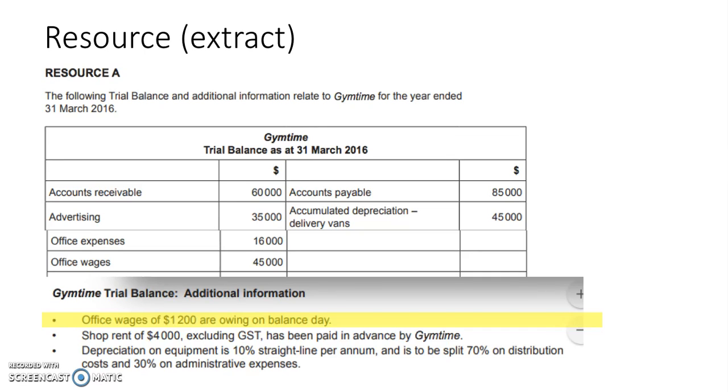Because we owe it, it's not going to be a prepayment. We haven't paid in advance. We haven't actually yet paid it. This is a nice simple transaction, not asking you to calculate the amount. They're giving it to you, $1,200. Sometimes you will be asked to calculate and figure out how much they do owe.